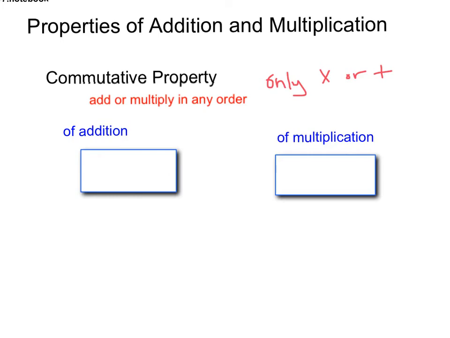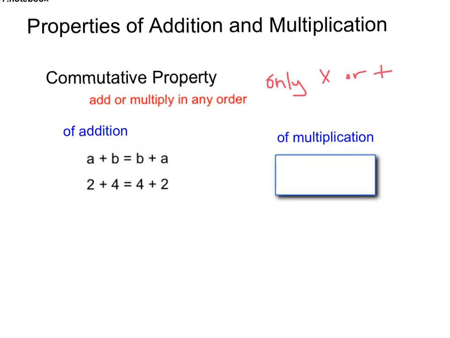And so for addition, we have two different things here. We have the general form: a plus b is equal to b plus a, meaning no matter what a and b are, it doesn't matter in which order you put them, they're always going to be the same. So for example, 2 plus 4 is 6, which is equal to 4 plus 2, which is also 6. So it doesn't matter the order in which we do that.